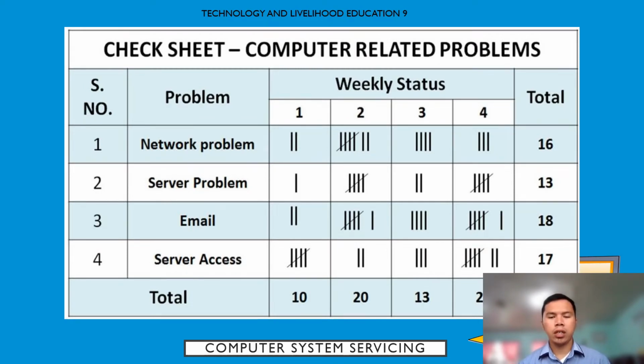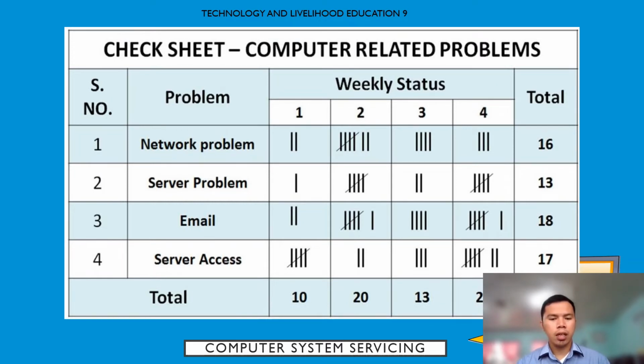So this is a check sheet on computer-related problems. So we have problems indicated. We have network problem, server problem, email, and server access. So by looking at the tally on week 1, 2, 3, and 4, we can see which of the following problems contribute to the greatest defect. And we can see that the email contributes to the majority of the greatest defect.